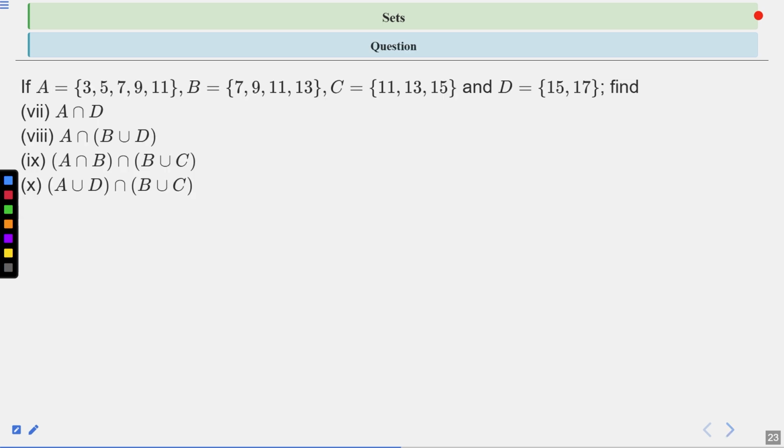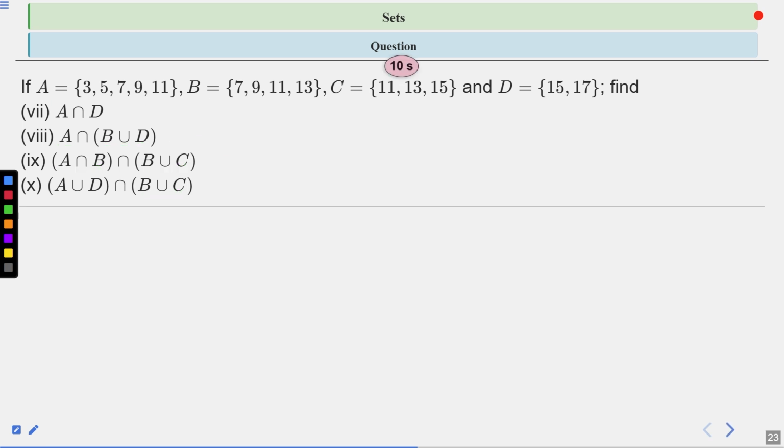Now for the next parts, we have sets A, B, C, D, 4 sets in roster form. Find A intersection D, A intersection B union D, A intersection B union C, and 10th, A union D intersection B union C. In such questions, first we have to evaluate the brackets. We have to solve for the brackets first. Clear? And then next.